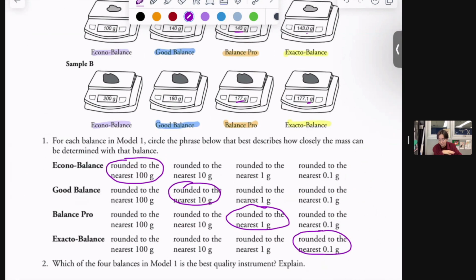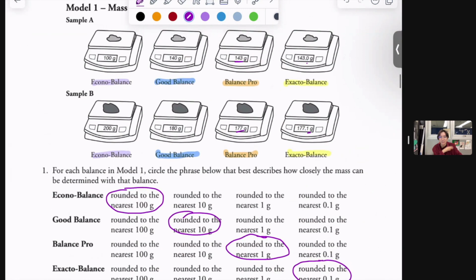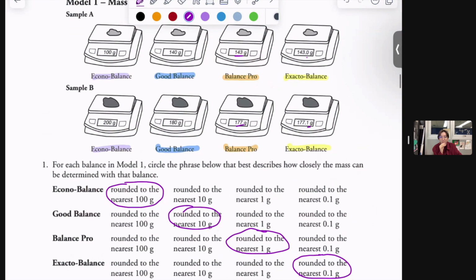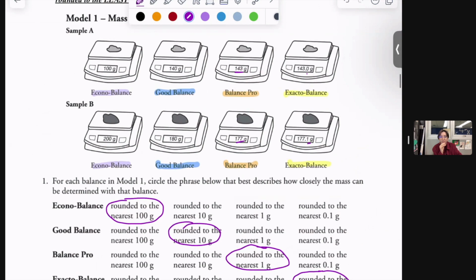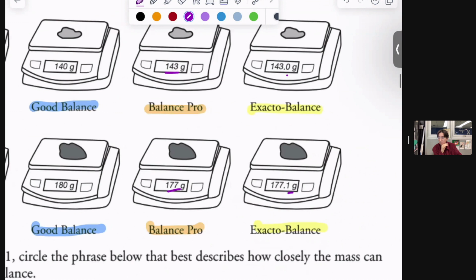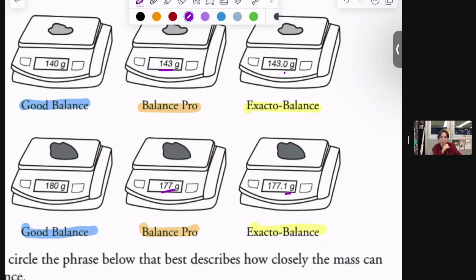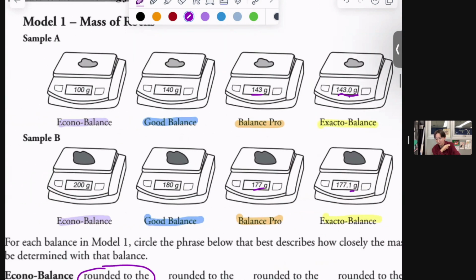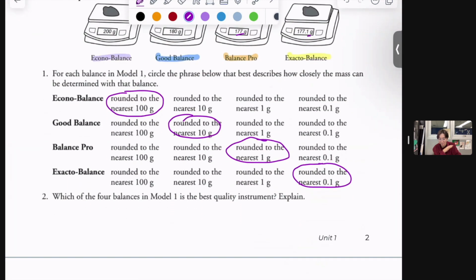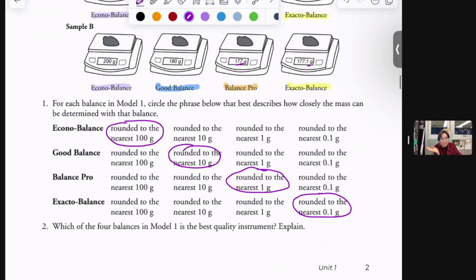So looking at these different tools, this is the idea of precision. These tools are giving us more precise measurements. We know for sure that there are more digits versus this one, since it's only rounding to the hundredths place, a less precise tool. So with that in mind, which one do you think is the best quality instrument?